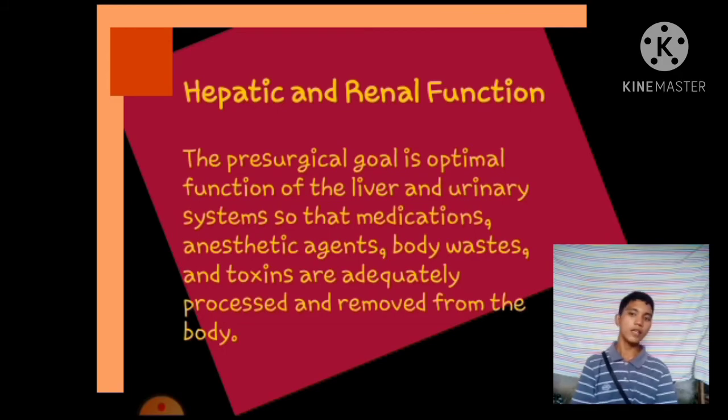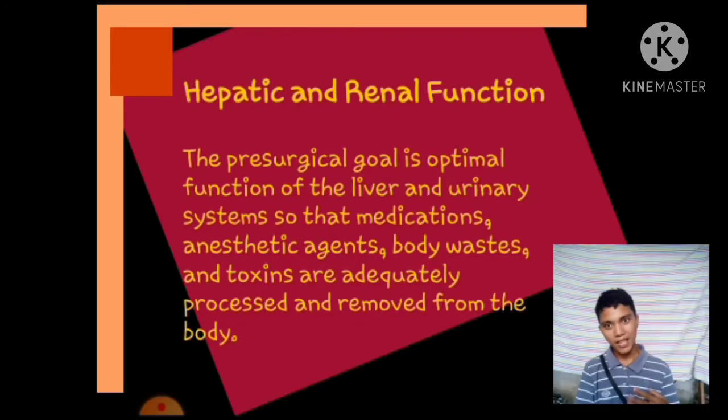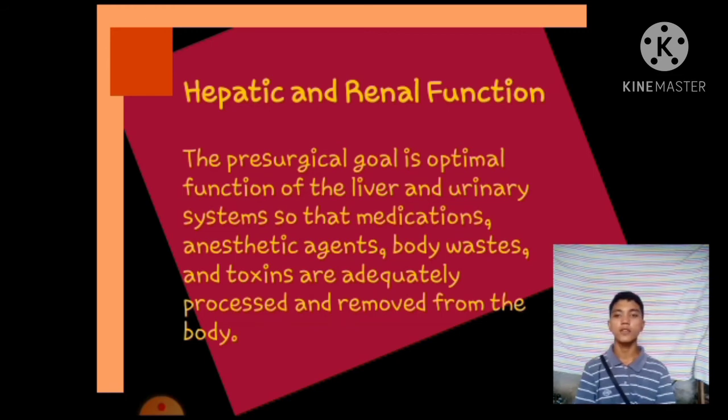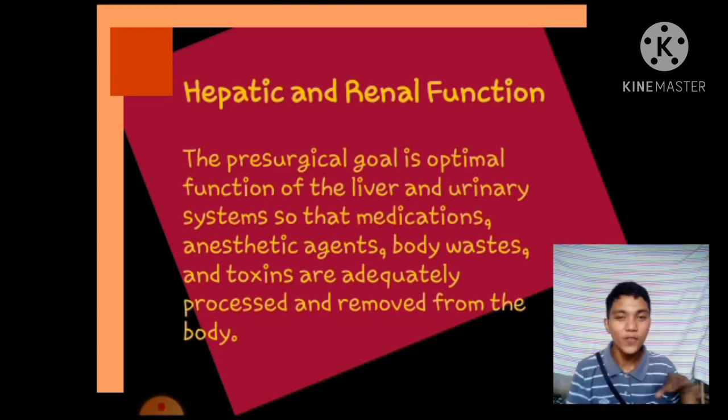The main goal of hepatic and renal function is optimal function of the liver and urinary system so that the medication, anesthetic agents, body waste and toxins are adequately processed and removed from the body. What that means, sir, is that the hepatic and renal function works to find the best way to remove the medication, anesthetic agents, and body waste, the dirt in the body, so that they are properly removed.